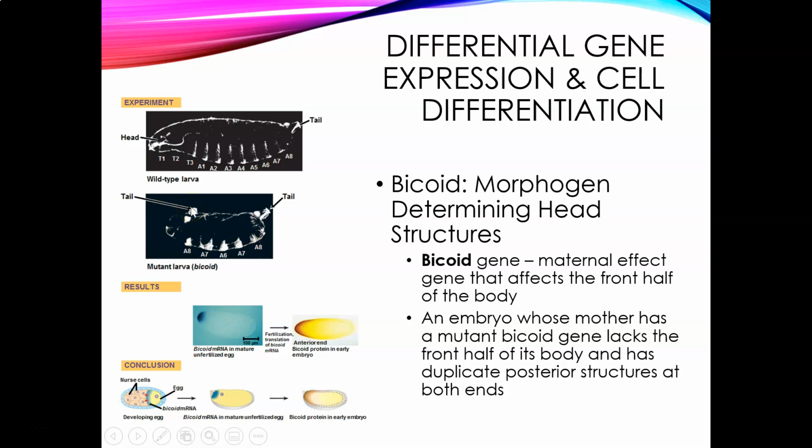There's no head, but two tails. Or it could be the reverse, two heads and no tails. So that ends up duplicating posterior structures at both ends or anterior structures at both ends by messing with the resulting concentrations of those mRNA molecules. So it should be in this high concentration at the head, lowest concentration at the back end at the tail, in order for that bicoid gene to do its job correctly and set up the head versus tail axes in that offspring.